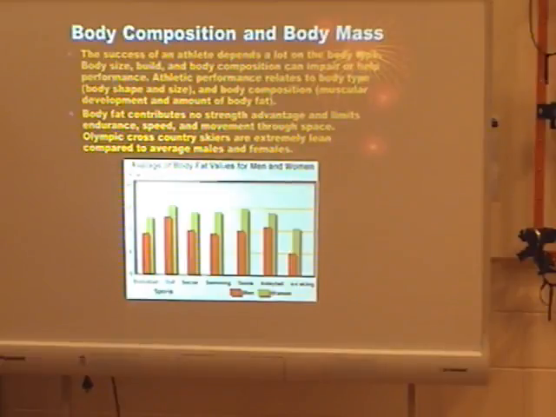So success of an athlete can depend a lot on the body type. You can try to get your body type to more closely match to optimize size. But body fat is something you want to try to reduce. It doesn't help in very many sports. It contributes no strength advantage. It limits your endurance and speed and movement through space. So there are not very many things where body fat can be helpful. It's one of the first things people target to decrease to help an athlete perform.